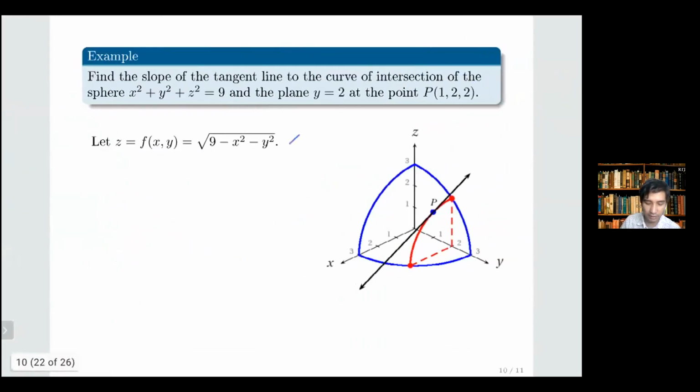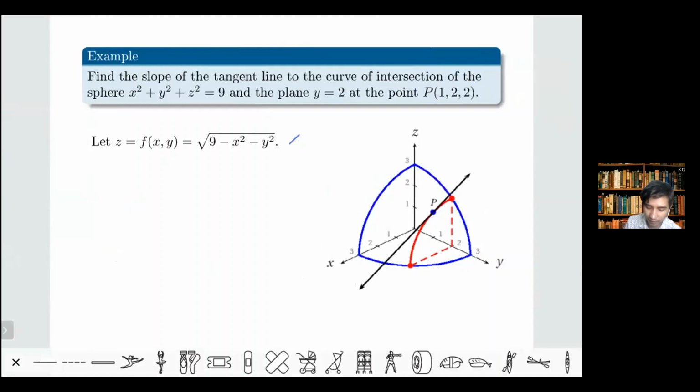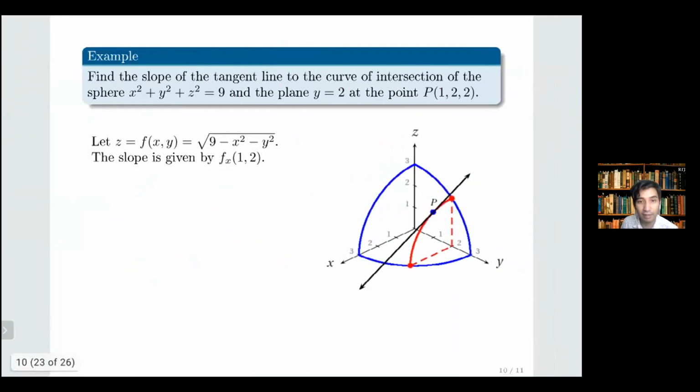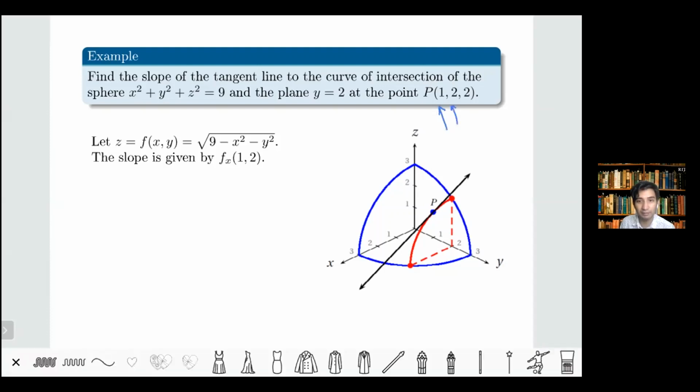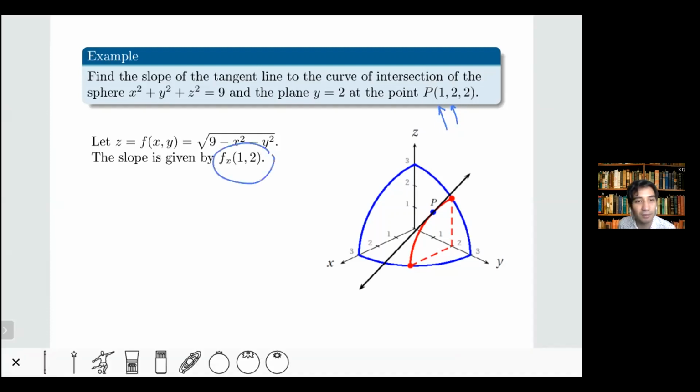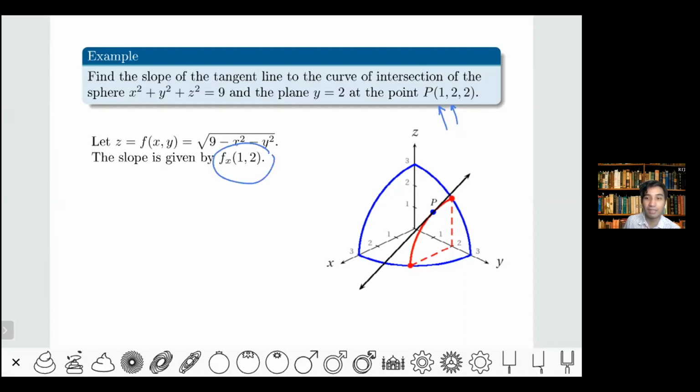Again, z is equal to f of (x, y). According to our remark, if we want the slope of the tangent line, looking at this picture, it goes in the positive x direction. When you face the positive x direction, the slope of the tangent line is given by fx of (1, 2). The 1 and 2 are the x and y coordinates of our point P. Of course, this changes depending on where your P is. So essentially, it's just a calculation: what is the value of fx evaluated at (1, 2)?